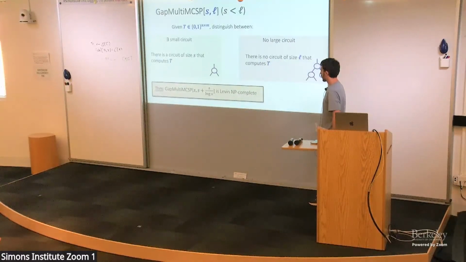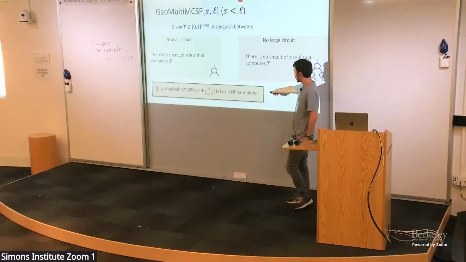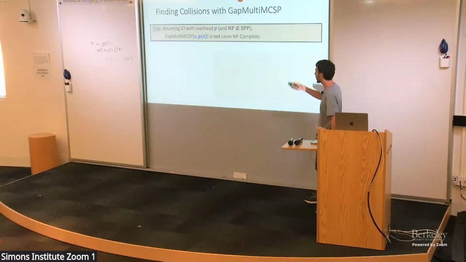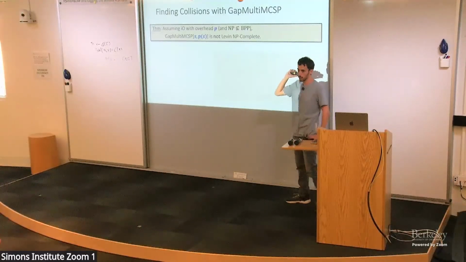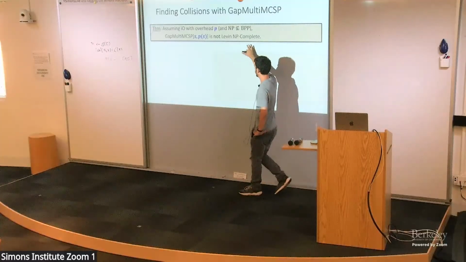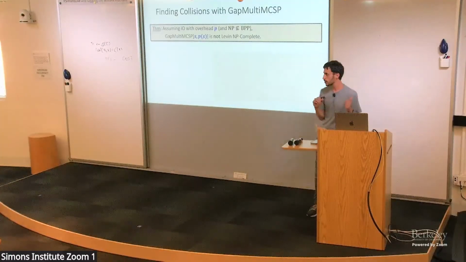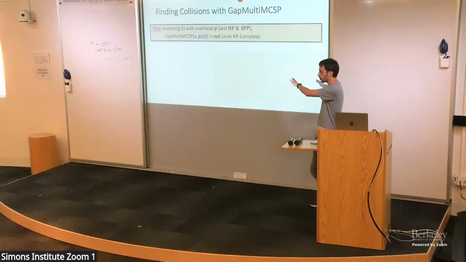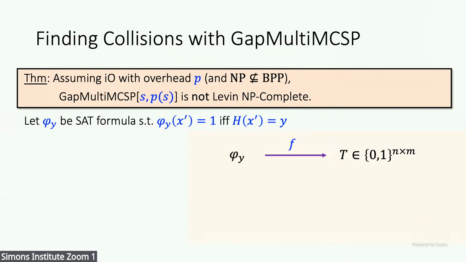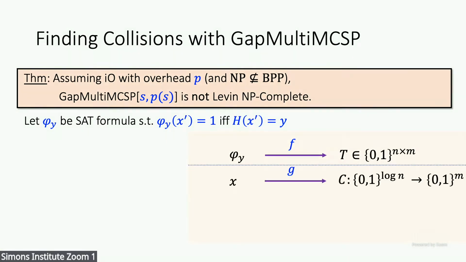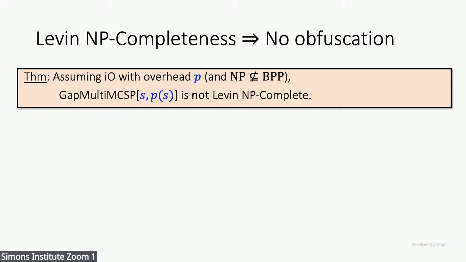Yeah. So we know that this is NP-complete, and the same proof that I showed you before also works for multi-MCSP. I showed you the impossibility result for Levin reduction for gap MCSP, but the same also works for multi-MCSP. The only difference is that now the truth table is n times m bits, and we get a circuit that outputs m bits instead of 1 bit, but the IO still works, and everything still works. So we don't need to worry about this.